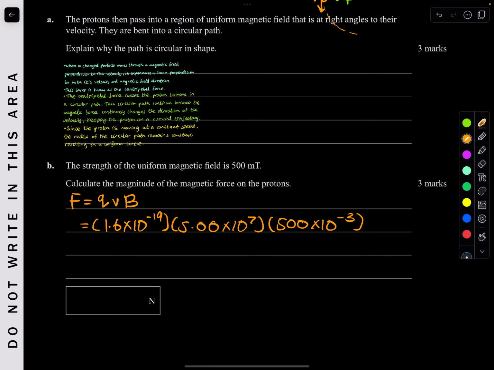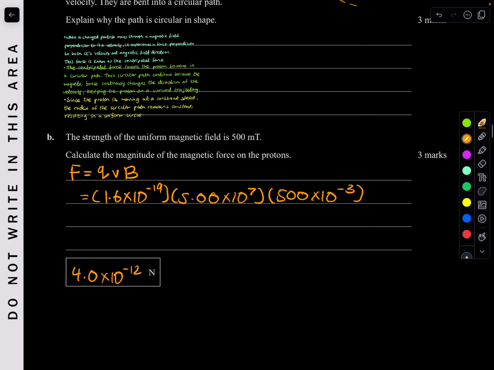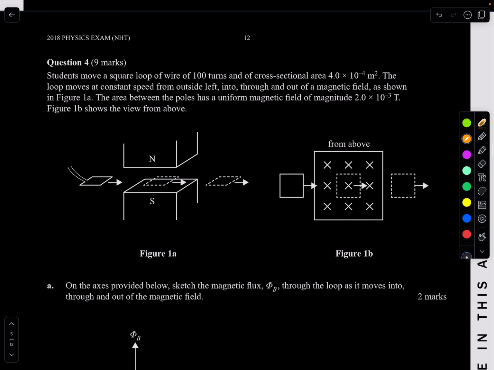So this should give us what? 1.6 times 10 to the negative 19, 5.00 times 10 to the power of 7, and 500 times 10 to the negative 3. And that gives me, to 2 significant figures, 4.0 times 10 to the negative 12. Does that look right? Have I made any mistakes? Yep, every value looks good. And for 3 marks, that's easy to get.